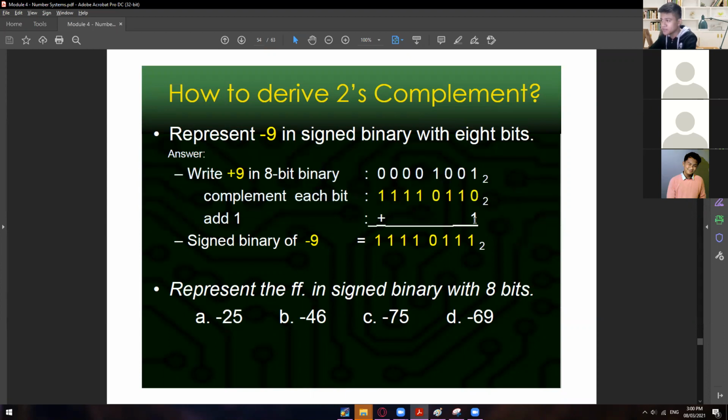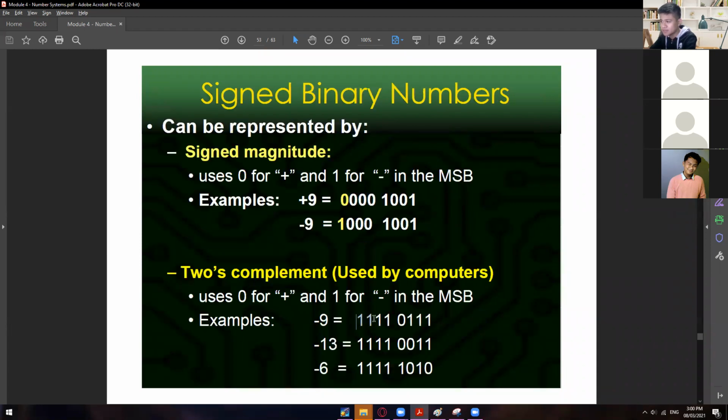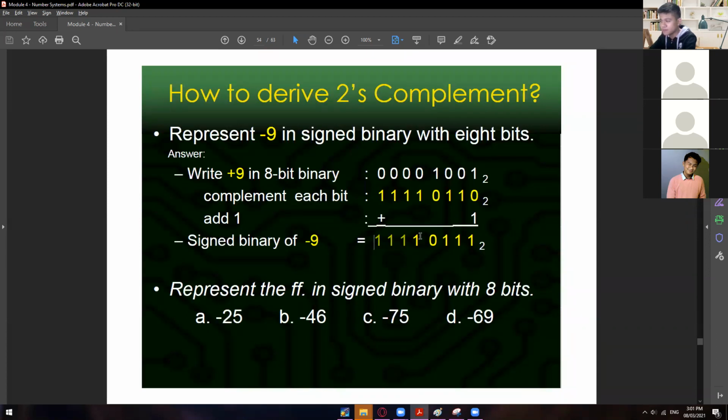So 0 plus 1 is 1. And then just copy everything, since we have already added 1 in here. So this is now your signed binary of -9, which is 1, 1, 1, 1, 0, 1, 1, 1. So this is the representation of -9 into binary with 8 bits.